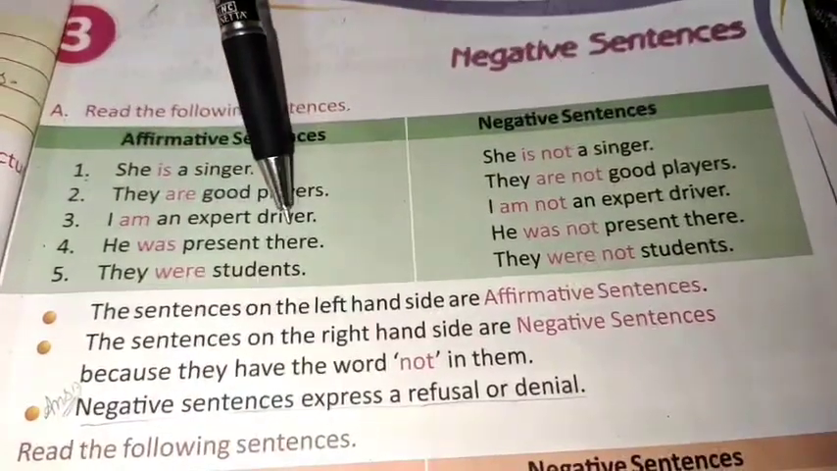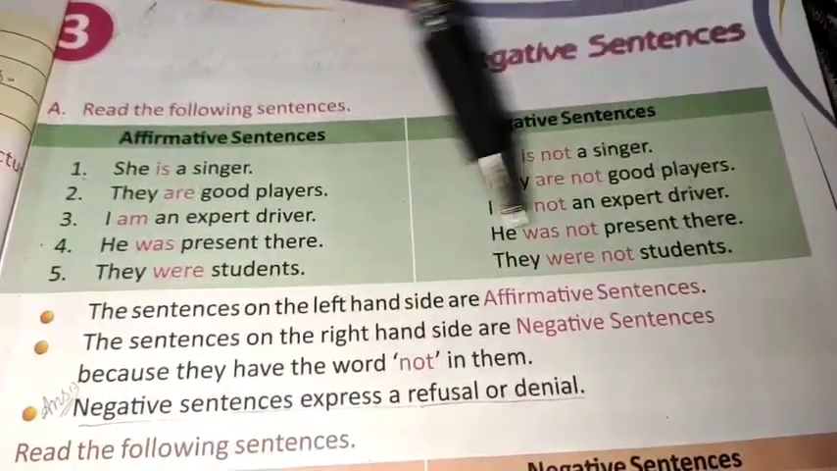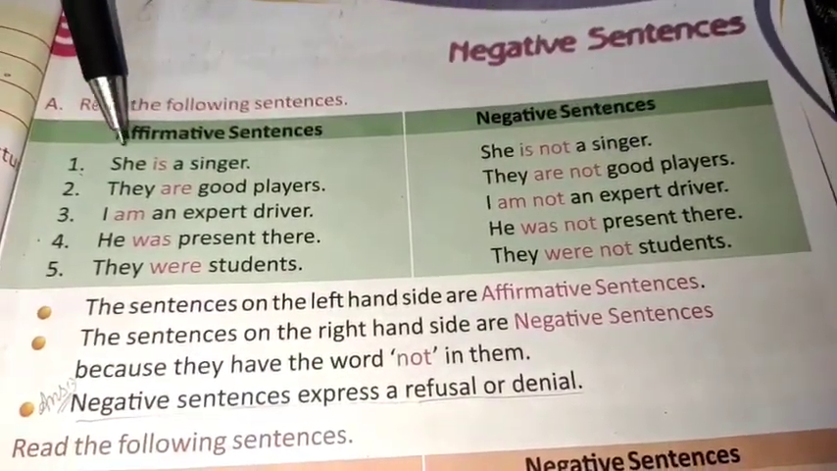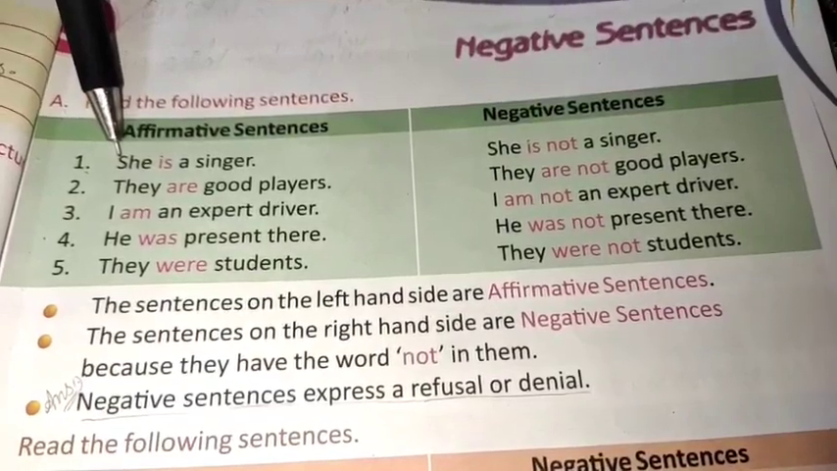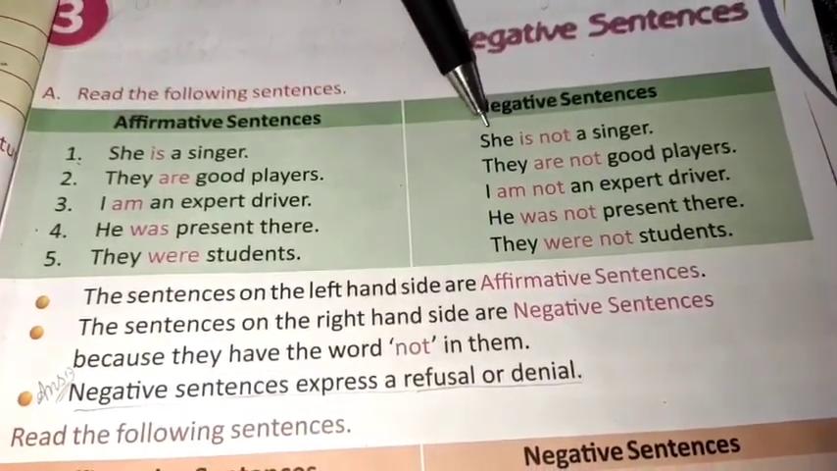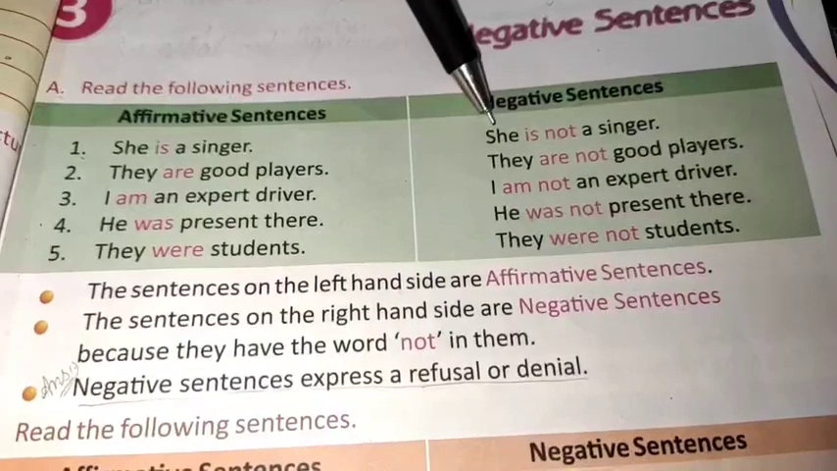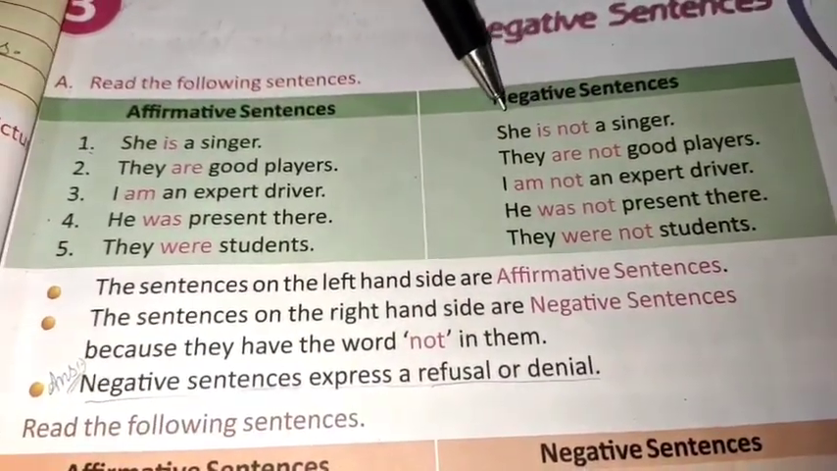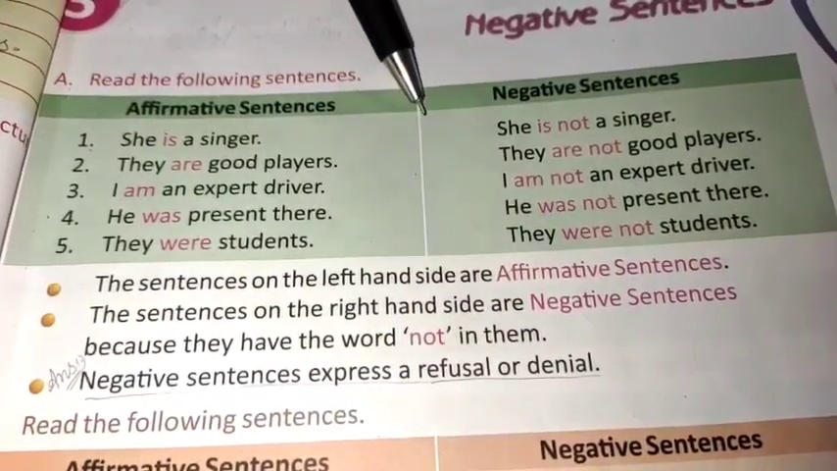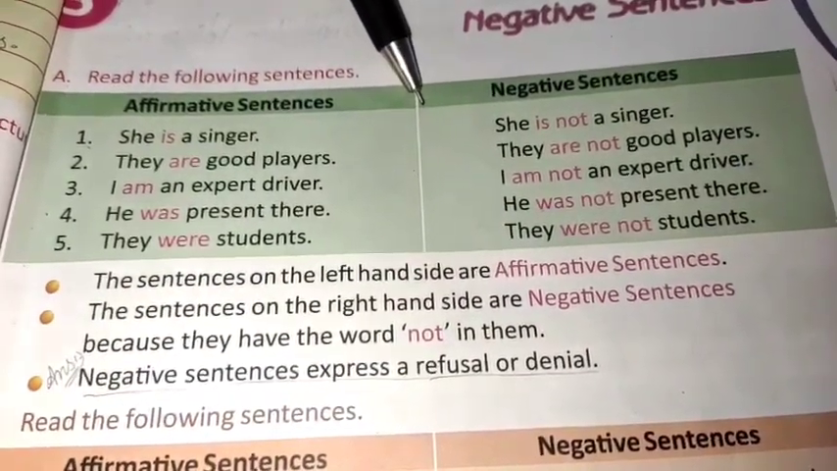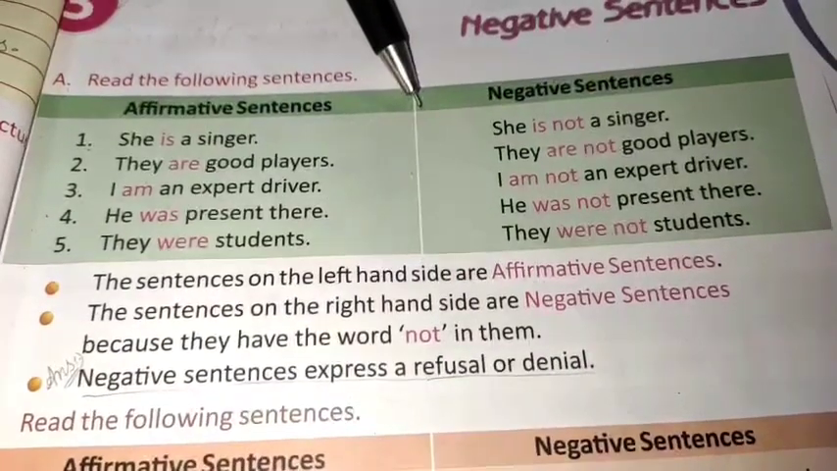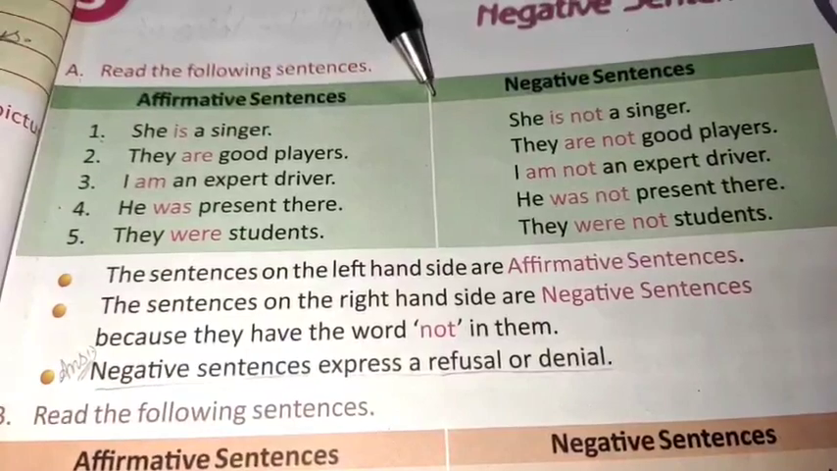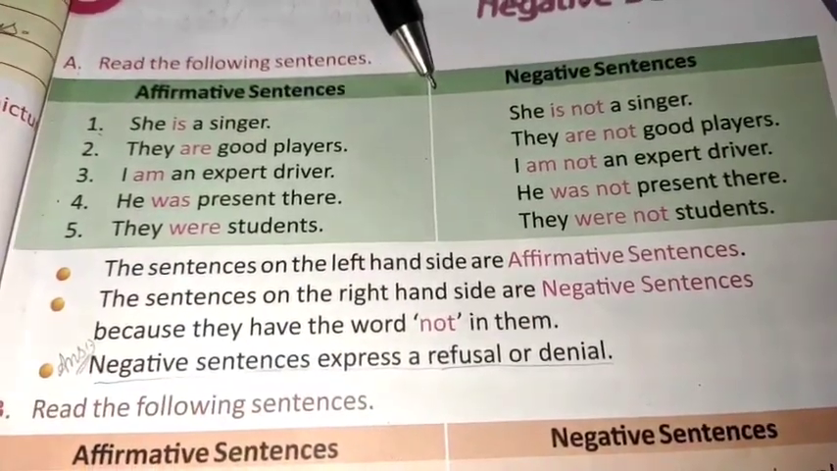He was present there, he was not present there. They were students, they were not students. Now these sentences are called the affirmative sentences, and these sentences are called the negative sentences because not is there. Okay, so what are negative sentences? Negative sentences are the sentences that express a refusal or denial. Clear? What are negative sentences? Sentences that express a refusal or denial.